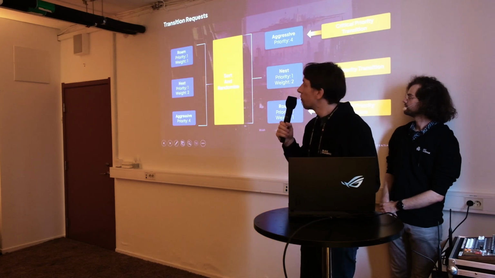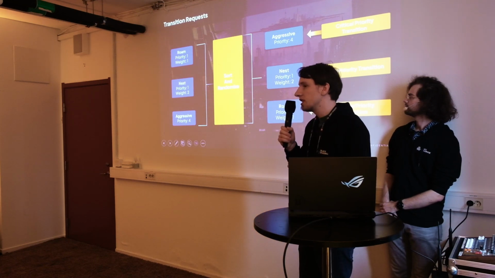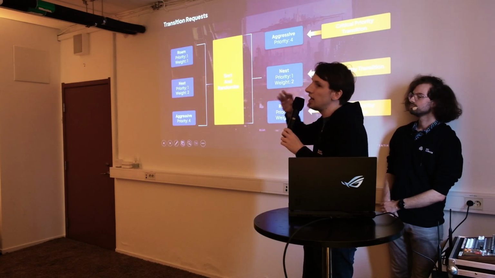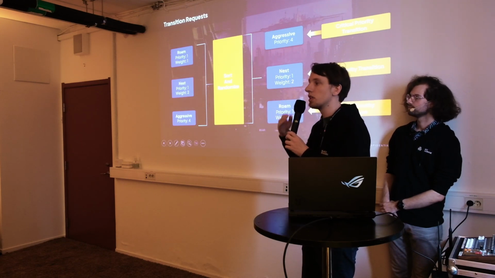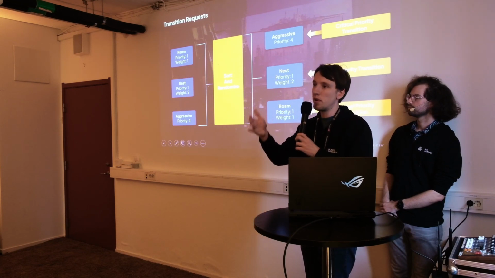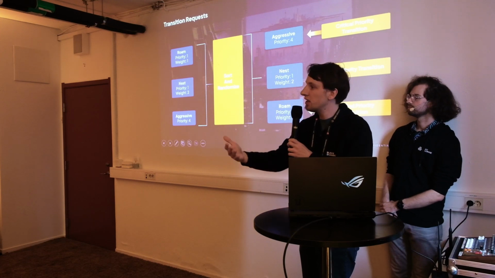We only generate a transition request if the priority of the state is higher than the one currently selected. What it does is that it avoids these oscillations between states of similar priority and allows the agent to finish an actual task.